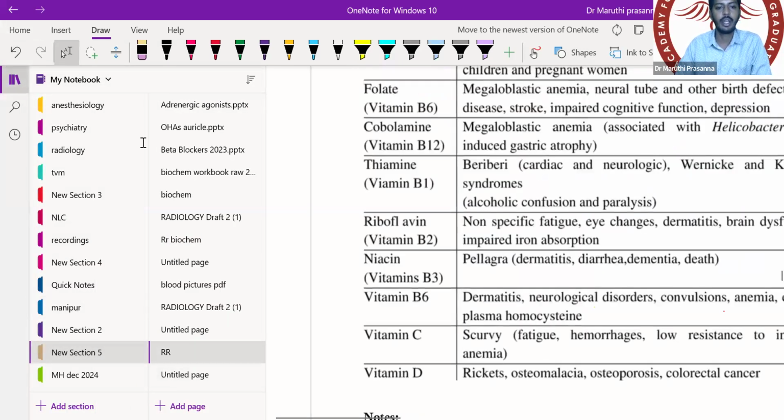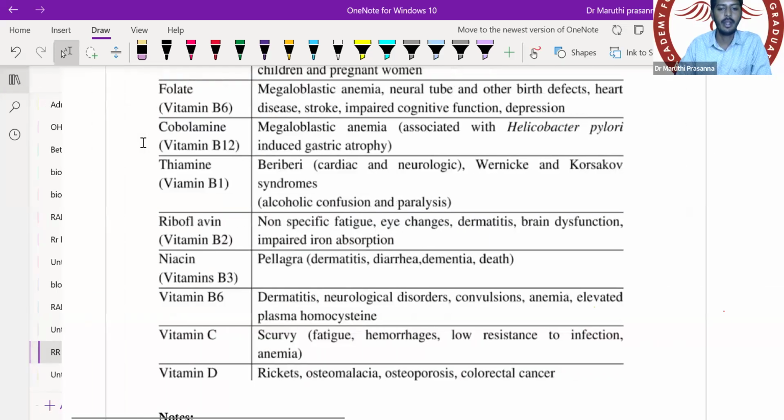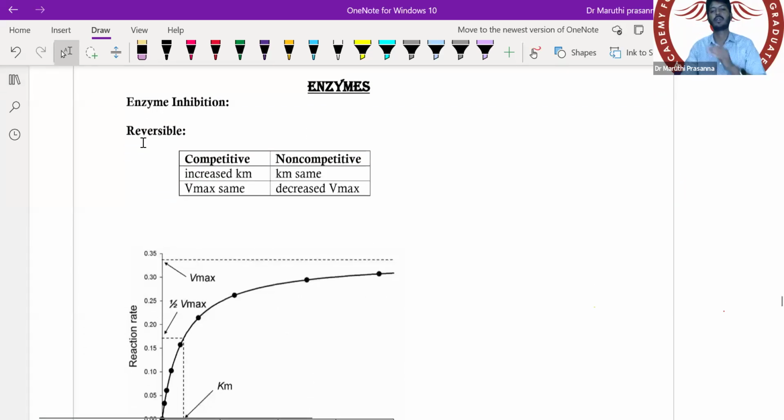All right, let's go to the next one. Vitamins is done. Let's go to the enzymes. In enzymes, there are 3 important things we will ask. What happens to Km and Vmax in competitive inhibition and in non-competitive inhibition? And one more concept is coenzyme, cofactor and prosthetic group in the enzyme.